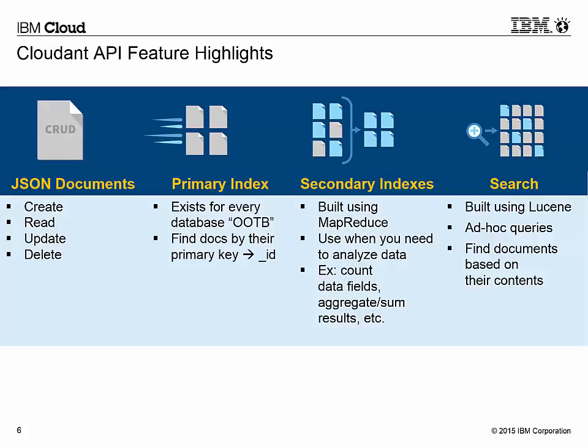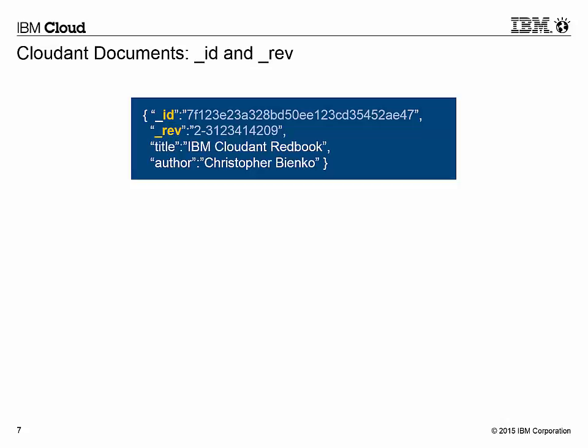And then there's the search capability provided via the Lucene project, which allows you to do ad hoc queries searching on documents based on their actual contents. Before we get into the nuts and bolts of the Cloudant HTTP API, there are a couple of fields that are available in every document that we need to discuss.